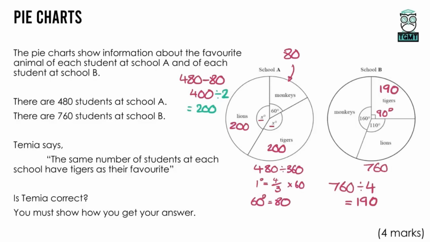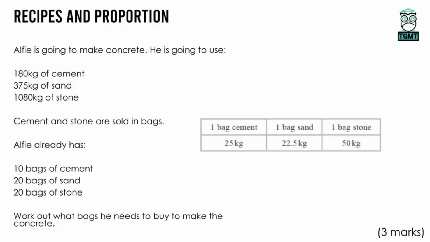She said the same number of students at each school have tigers as their favourite, but we've just identified that school A was 200 and school B was 190. So we would say no, Tamia is not correct. There we go. So Tamia is not correct, and we have our numbers to back that up. You could write in a little sentence: tigers are 200 at school A and it's 190 at school B.